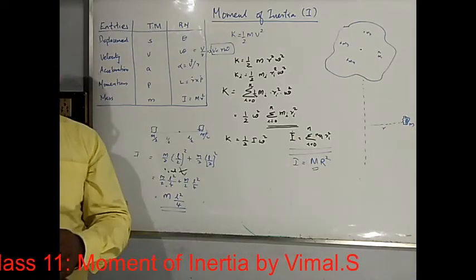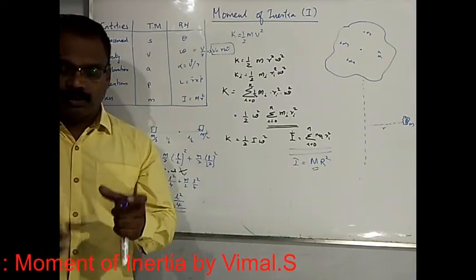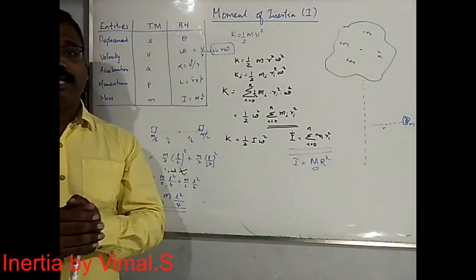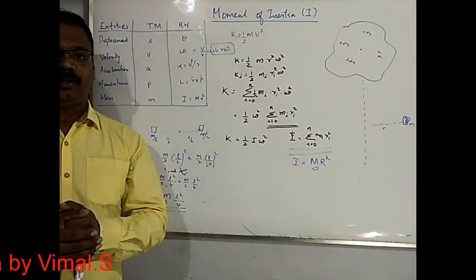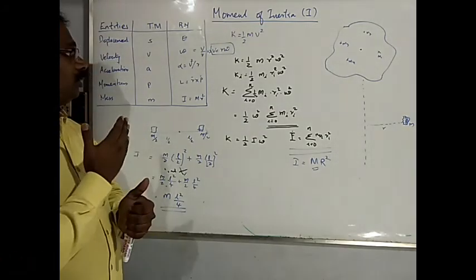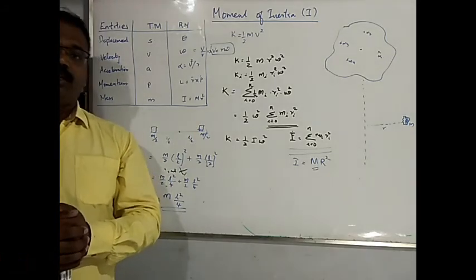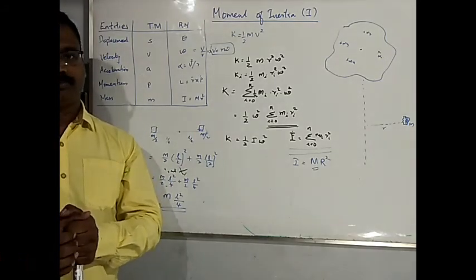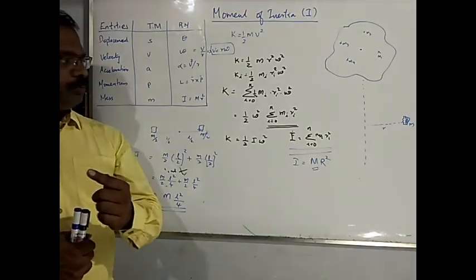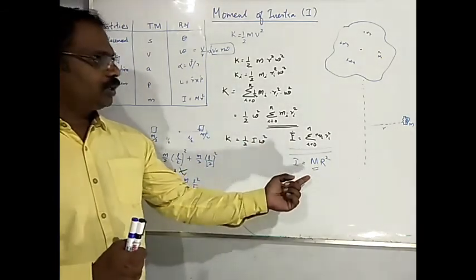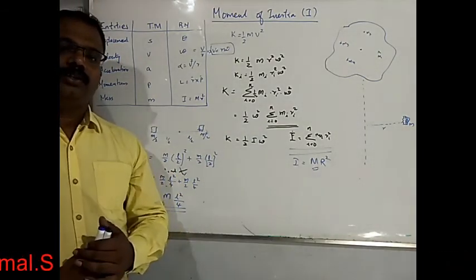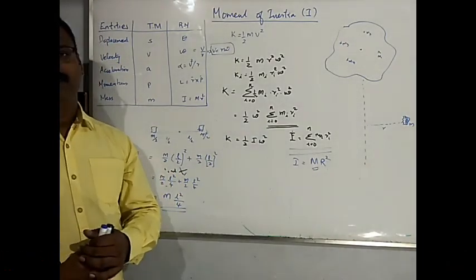Okay, let us summarize. In translation motion, the mass of a body resists its state of linear momentum. But in rotation motion, the moment of inertia resists the angular momentum. So one thing you have to remember is that in rotation motion, I depends on the distance from the axis. Hope you understand. Thank you.